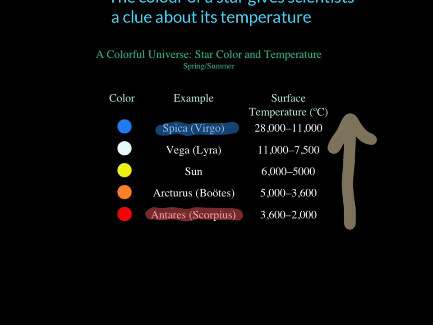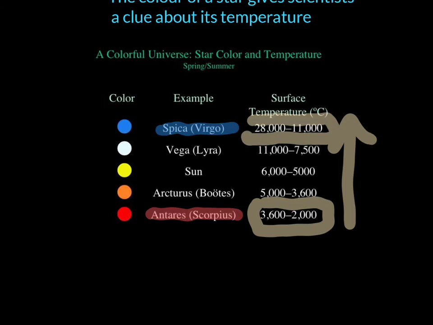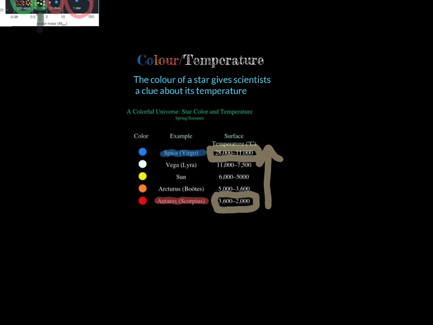So Antares is a red star, and that has a temperature range between 3,600 to 2,000. Whereas if we go up to Spica and the Virgo cluster, blue stars have a temperature range from 28,000 to 11,000. So much hotter temperature. And the hottest ones are blue and white. So that's another way of categorizing.